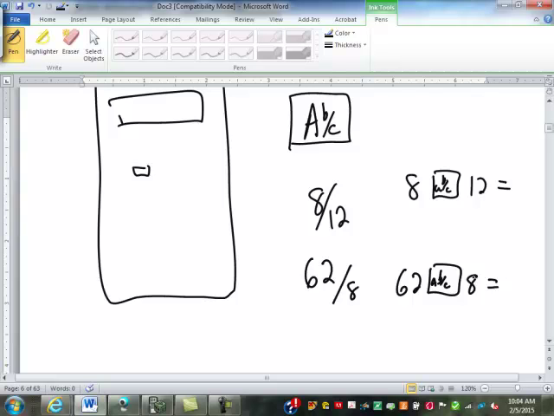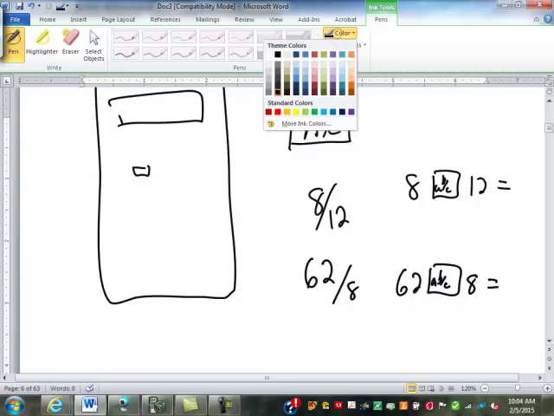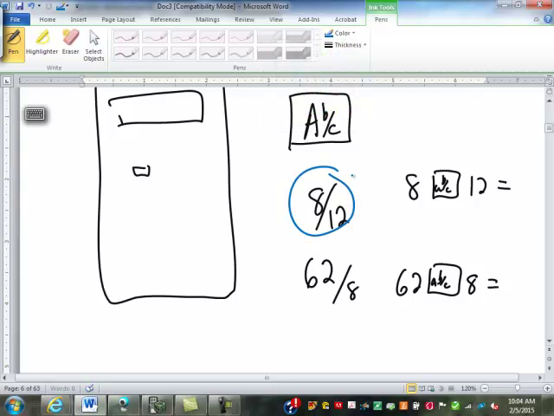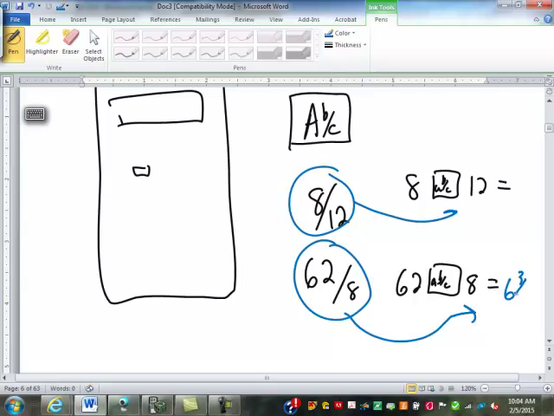So it automatically takes any fraction and reduces it for you. It also automatically takes any improper fraction and converts it into a mixed number for you. That's 7 3/4, not 6. So it does all that reducing for you.